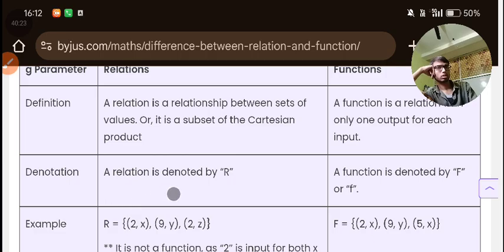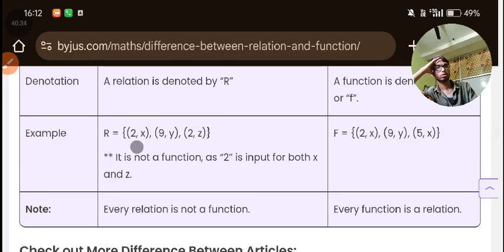Denotation: a relation is denoted by R, and a function is represented by a lowercase f. Example: here we have the relation (2, x), (9, y), (2, z). These are ordered pairs. It is not a function, as 2 is the input for both x and z, so it is impossible. The input should have only one output, but here both are different. So this is not a function.